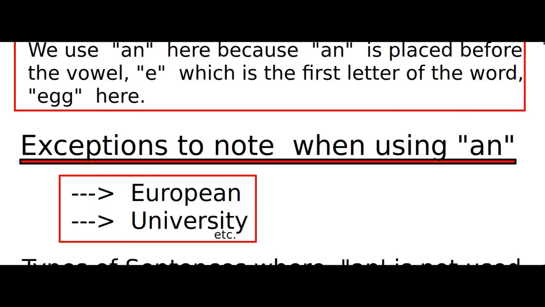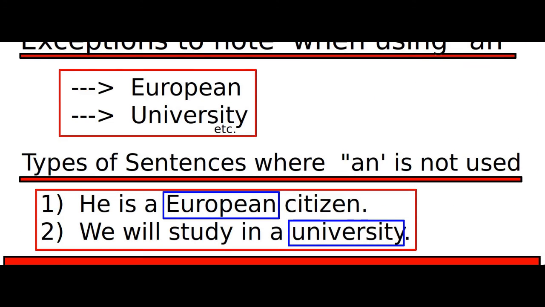For example, let's take these sentences. He is a European citizen, or the next sentence, we will study in a university. We do not use an before these words.